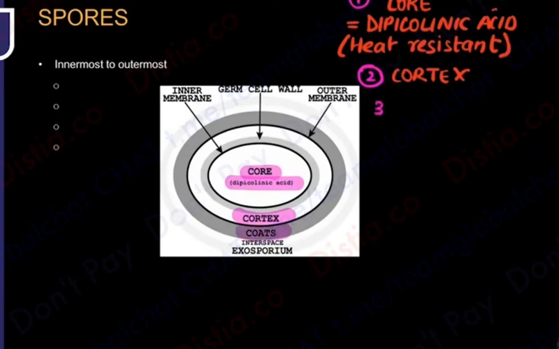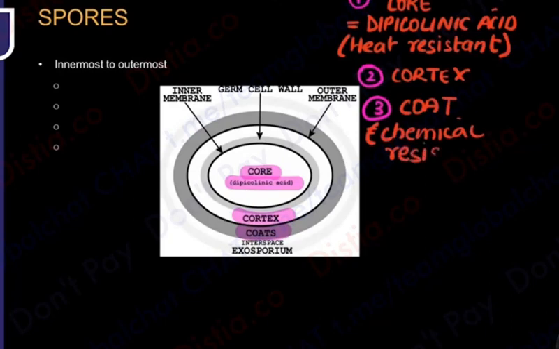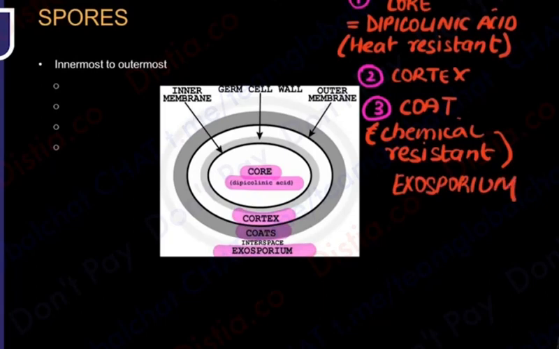So the third thing that you have is a coat, and the coat is going to make it chemical resistant. Again, another feature that can help it fight. And finally I go on to the outermost, and that is known as exosporium. Exo means out, exit. Exo means it's on the outermost, that is exosporium. So two things are sorted. In the center there will always be the core, of course. In the periphery, exit, there will be the exosporium, of course.